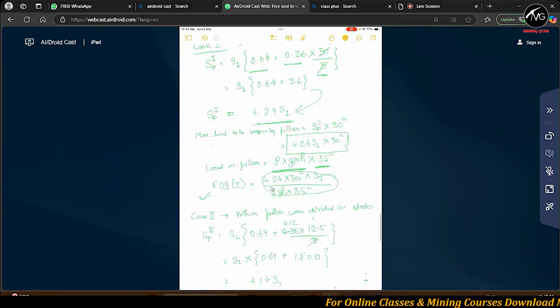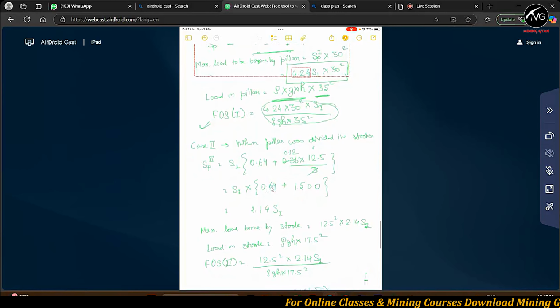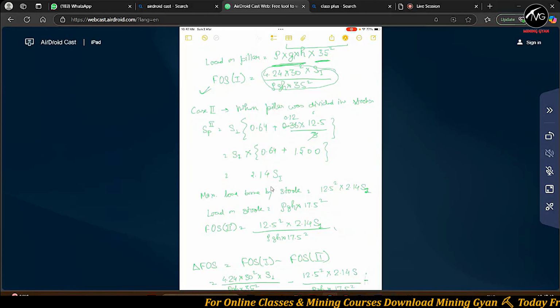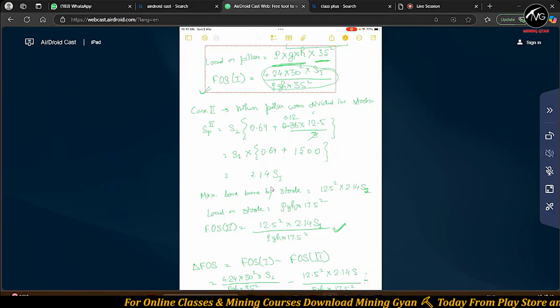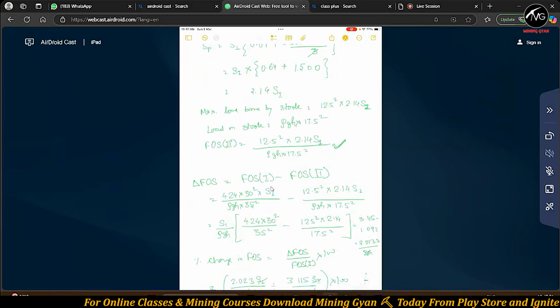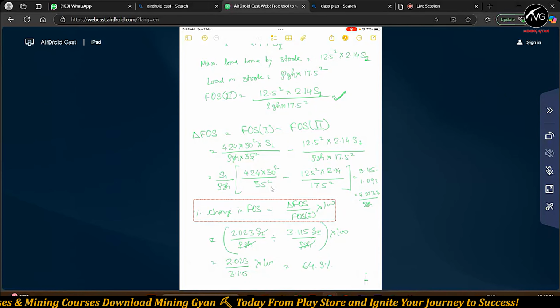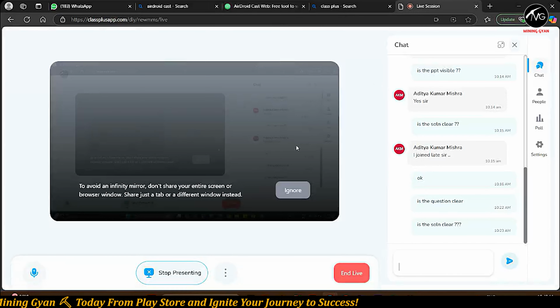It is a similar case with case number second, when it was divided into stooks, and the FOS in second case was this. Now the change in FOS was found to be around 2.023 S1 times by rho g h. The percentage change was found to be around 64.9%. So this is how much the factor of safety is compromised once the pillar is divided into stooks. So I think this is clear.